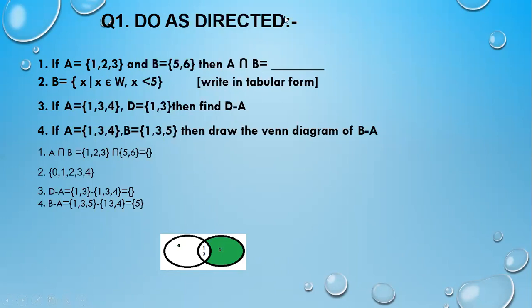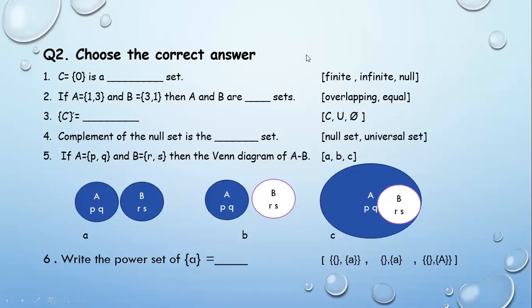Okay, clear everybody? Now, choose the correct answer. Now quickly look at the questions. Here, C is equal to 0. Is it a finite, infinite or null set? Yes, it's a finite set. Here 1, 3 and 3, 1 are equal sets. And C double dash is C. In this way, you can get your questions in your monthly, right?